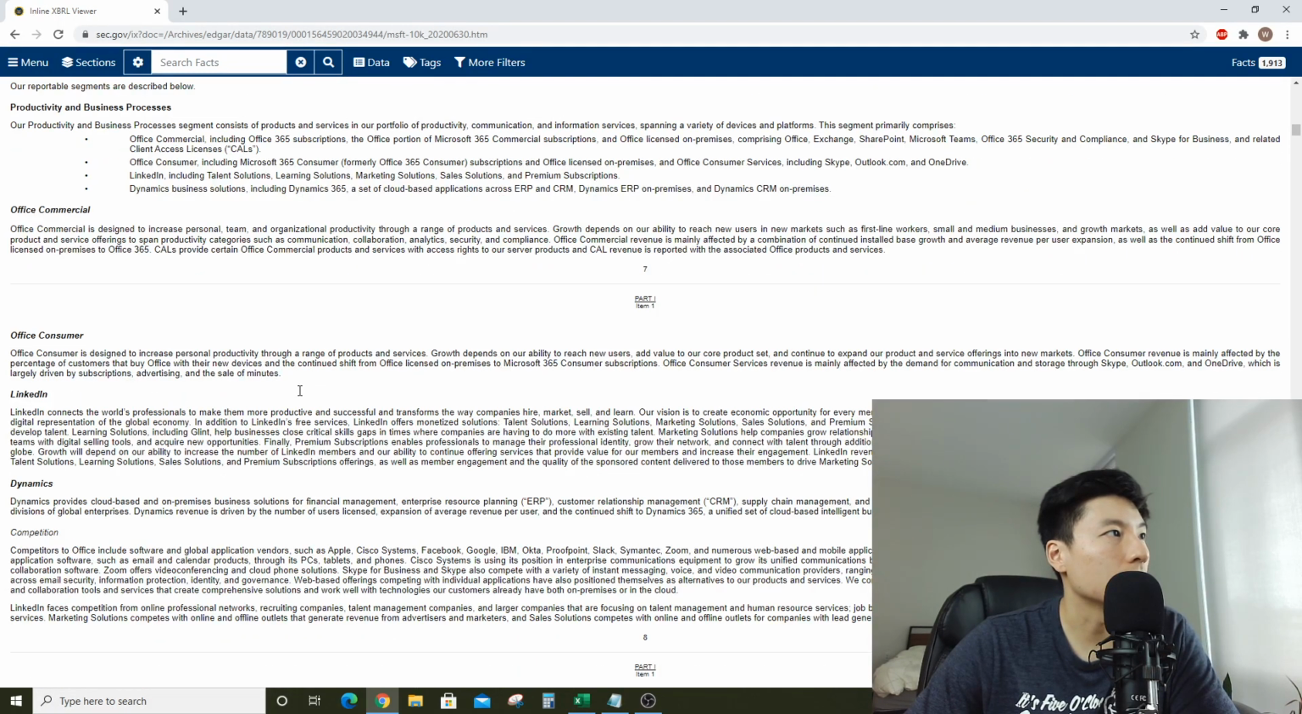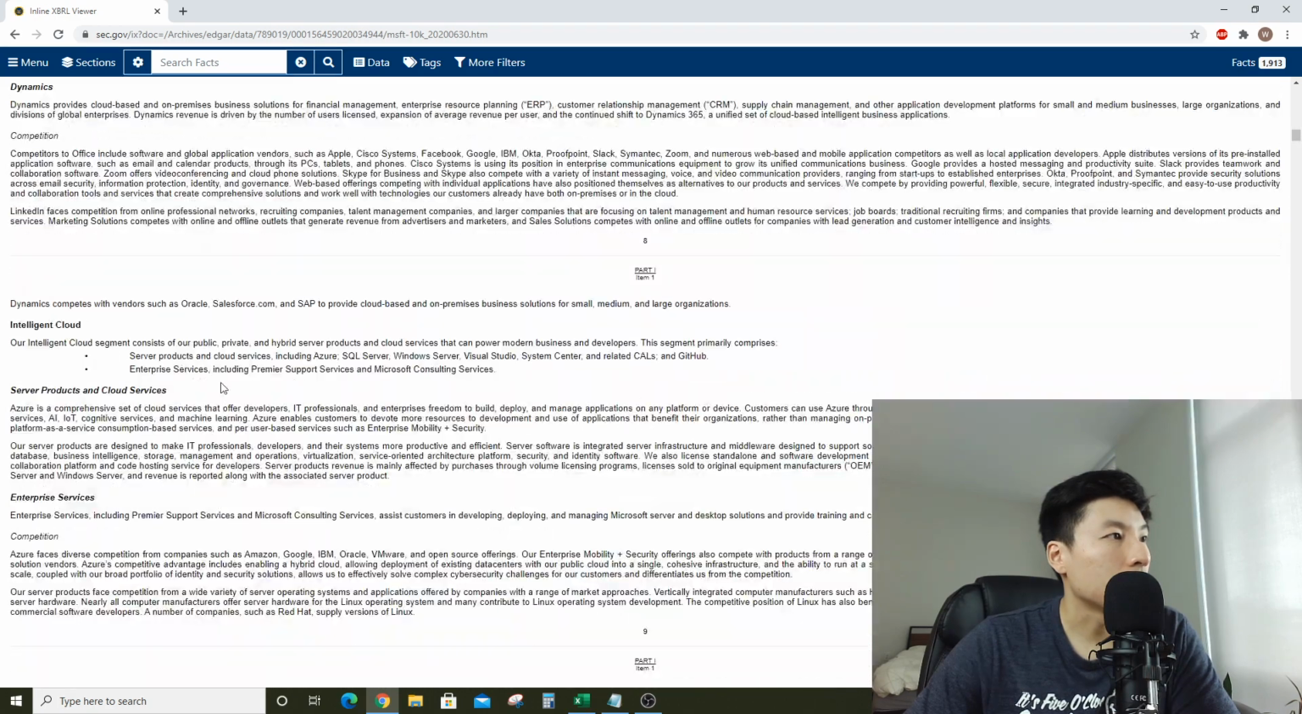Okay, so then their second segment is called the Intelligent Cloud, which includes Azure. So Azure is one of the major players in cloud, in web services. The other ones being Amazon and to a smaller extent Google, but Azure is killing it from what I've heard. So in cloud services, right?